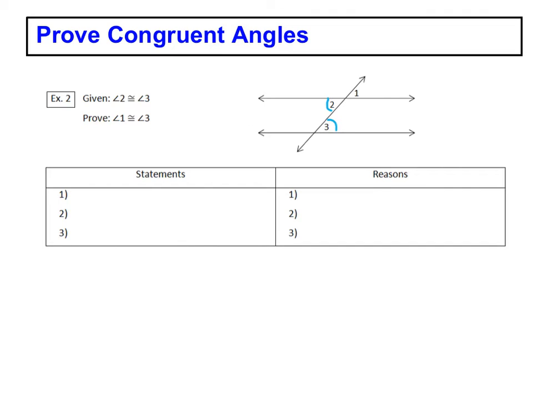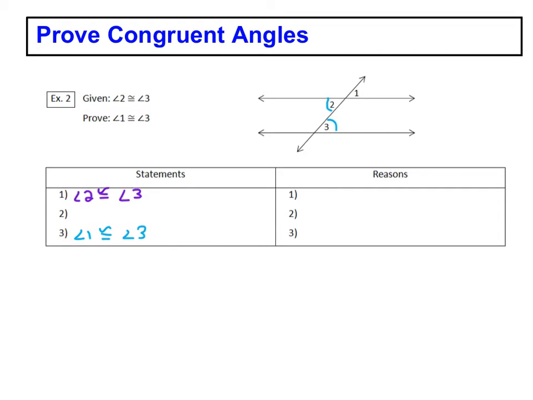So if I'm filling in these statements, if I don't have anything filled in for me already, I know that the given, angle 2 is congruent to angle 3, will go there. And I also know that what I'm trying to prove goes in the last. So angle 1 is congruent to angle 3. And that kind of can help guide our thinking a little bit.